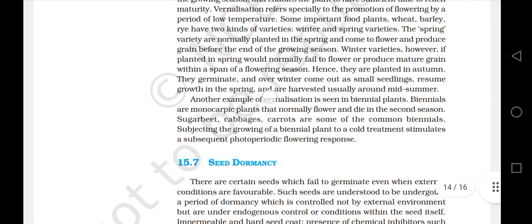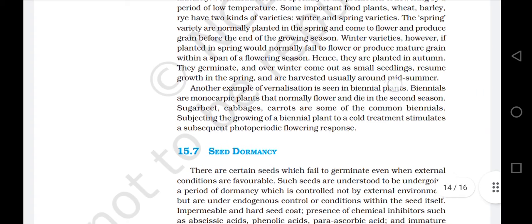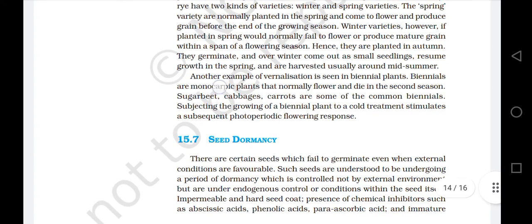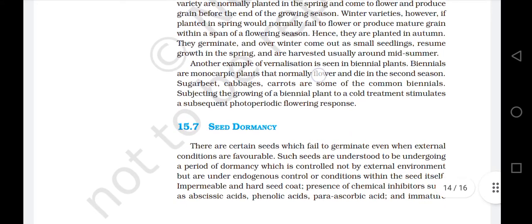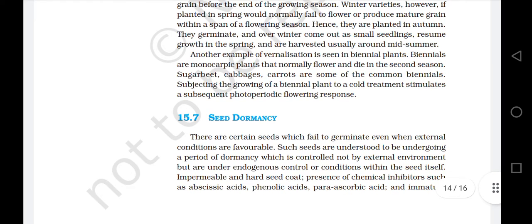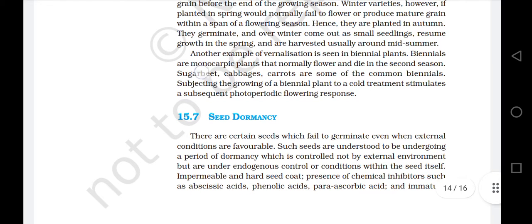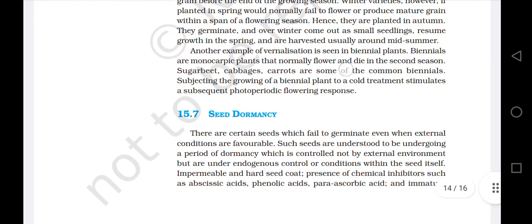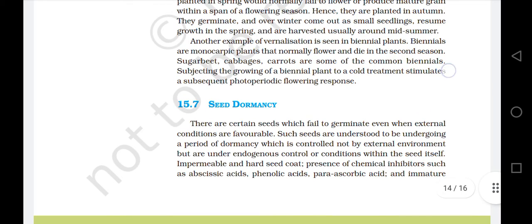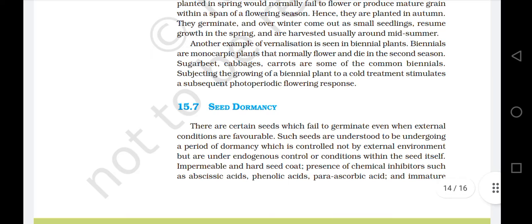Another example of vernalization is seen in biennial plants. Biennials are monocarpic plants that normally flower and die in the second season. Sugar beet, cabbages, carrots are some of the common biennials. Subjecting the growing of a biennial plant to cold treatment stimulates a subsequent photoperiodic flowering response.